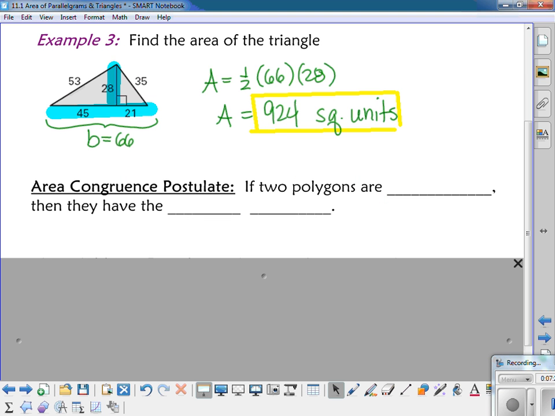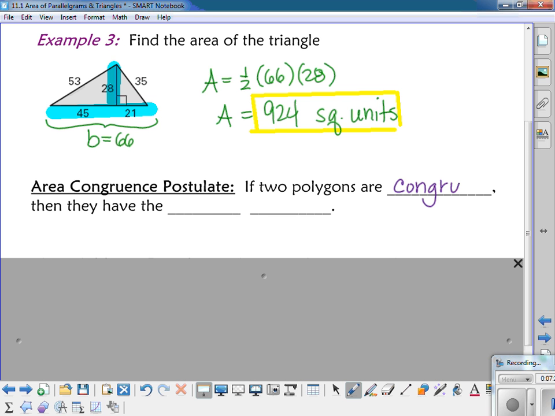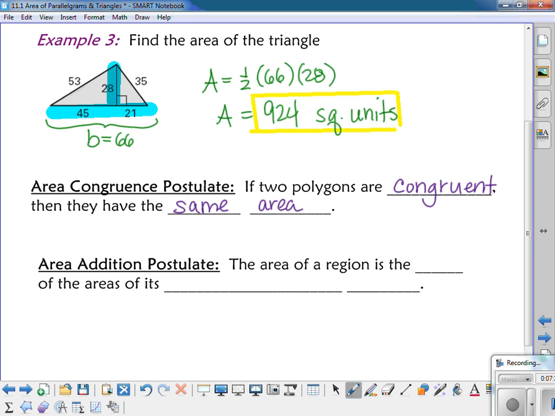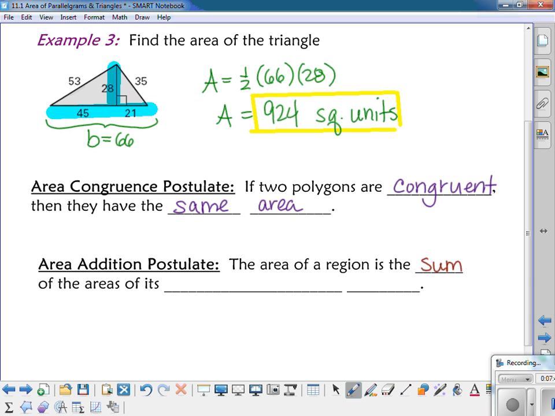Okay, area congruence postulate. If two polygons are congruent, then they have the same area. Which makes sense. If they have the same dimensions, they're going to multiply to the same area. And then the area addition postulate says that the area of a region is the sum of the area of its non-overlapping parts. The sum of the areas of the non-overlapping parts.